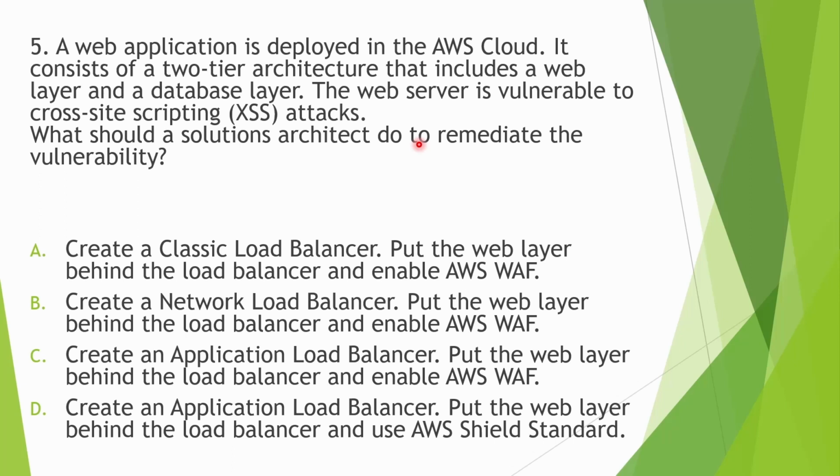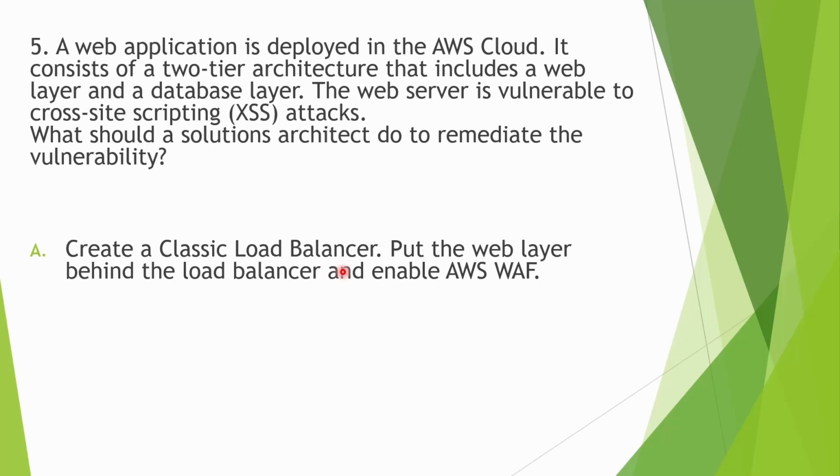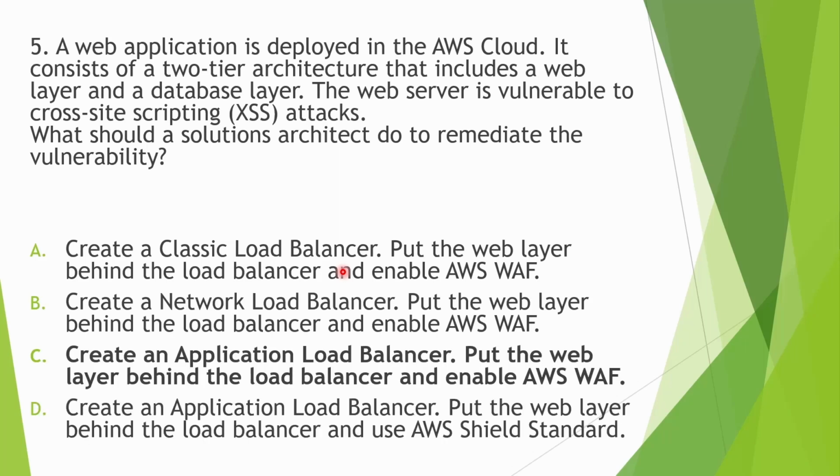Okay, so layer 7 is the application layer. That's why WAF works with an application load balancer. And what does Shield do? Shield protects us against DDoS attacks. So this question is pretty straightforward. The answer is to create an application load balancer, put the web layer behind the load balancer and enable AWS WAF. So that's it for today.